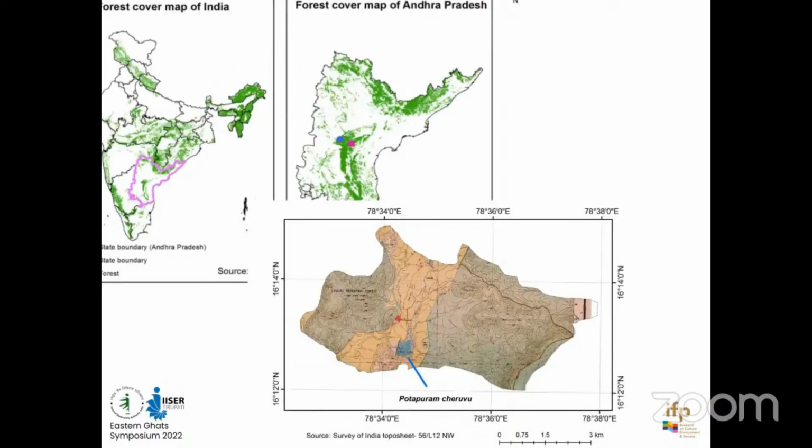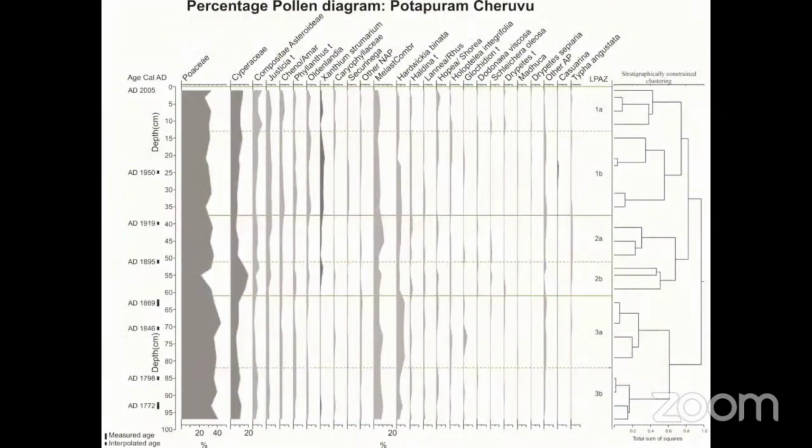So this is Kotapuram Cheruvu, and we got a core out of this, and we also got it radiocarbon dated, and we found that we got a record which was going back from a 1 meter core, going back to nearly 1772 AD. So a little before that, probably. And this is what we call the percentage pollen diagram.